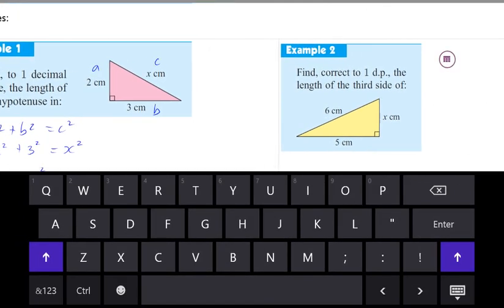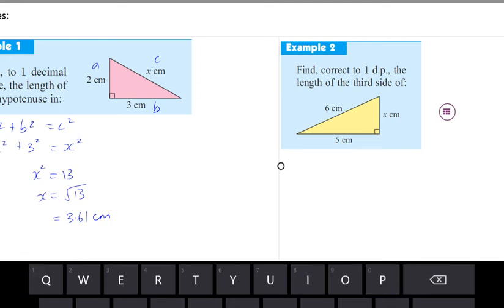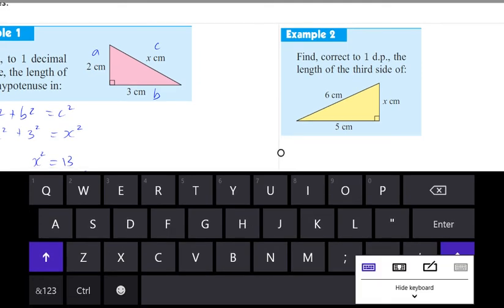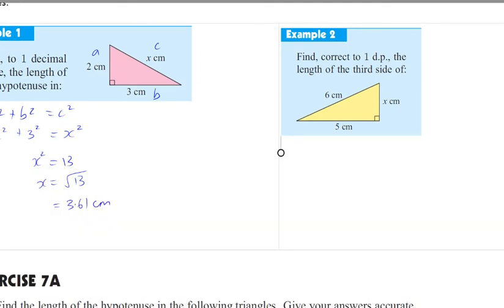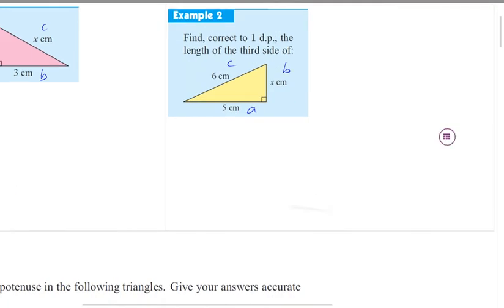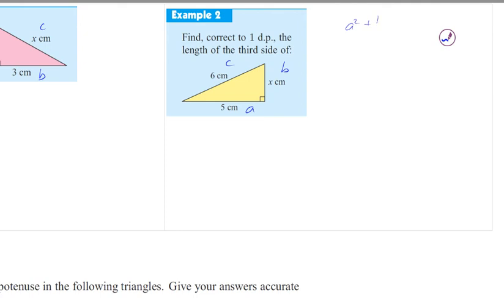Alright, so question 2, same sort of thing. We've got another triangle that we're needing to label. So which side am I going to label C to start off with? Josh? Which is? No. Okay, so that's C and the other two are A and B. So now I'm going to write out the formula. So A squared plus B squared equals C squared. Now I'm going to put in the numbers. So I've got 5 squared plus X squared equals 6 squared.